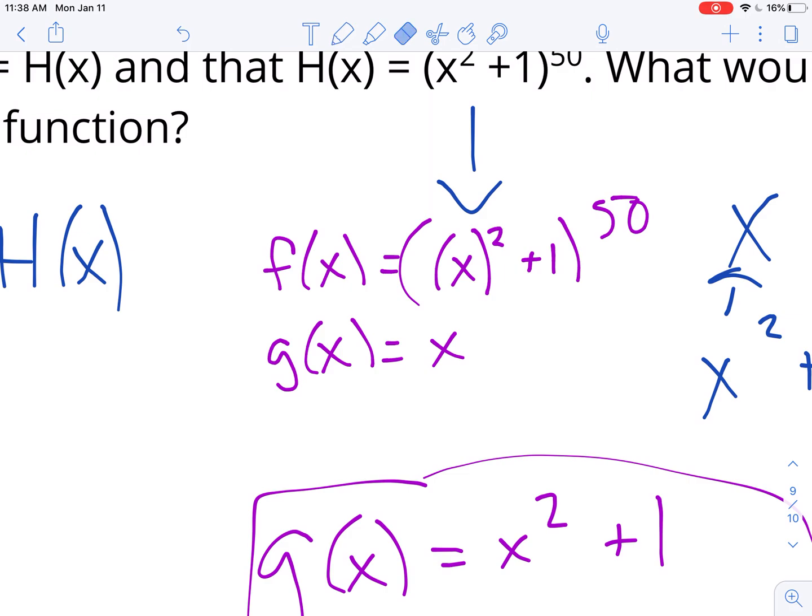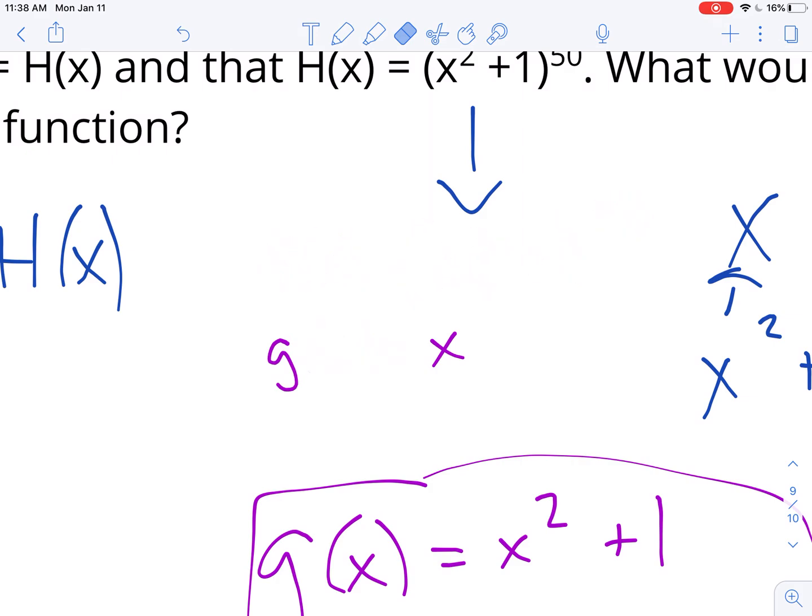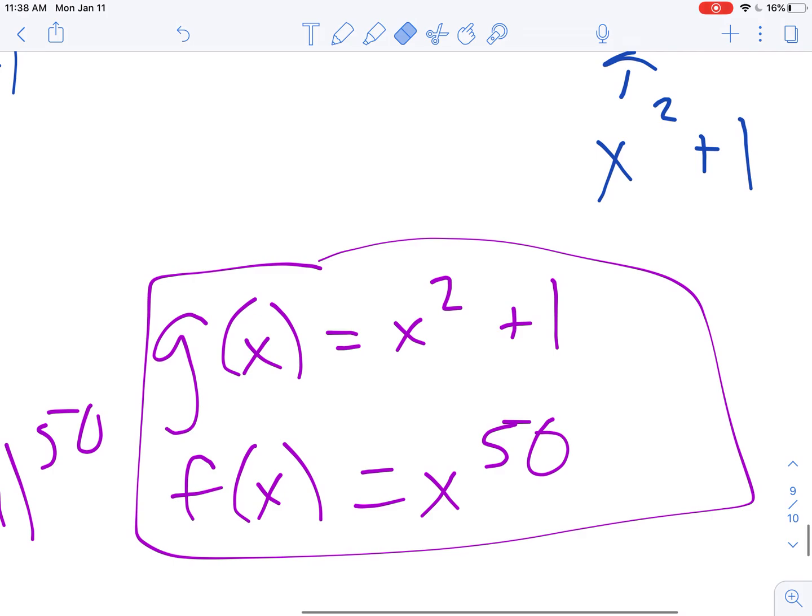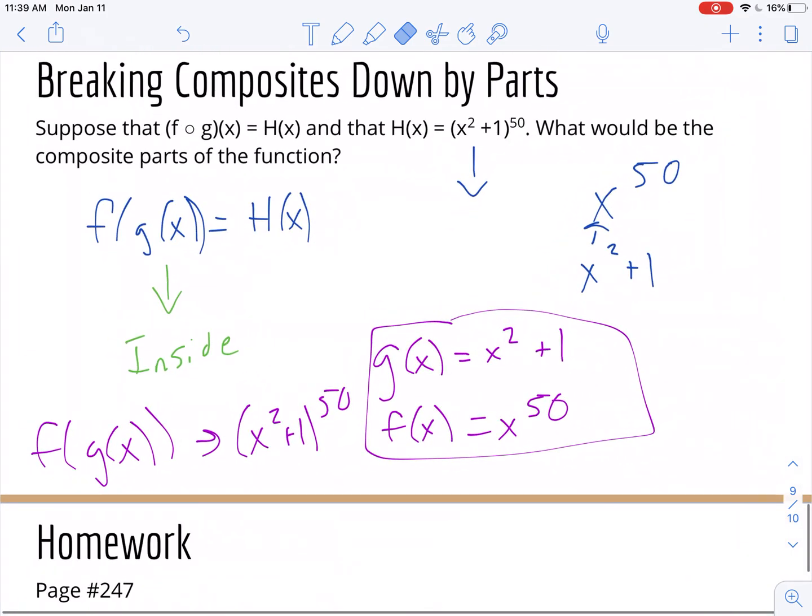So when I'm breaking down this composite part, technically these are both composite functions. It's just that one composite function is way easier than the other. But this technically here is the more correct answer. If you're not breaking it down into something beyond x, you're not really doing yourself any good for the future. So here I'm saying that g of x is x squared plus 1 and f of x is x to the 50th power.